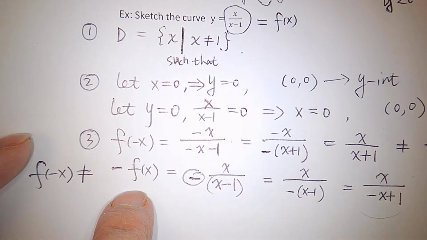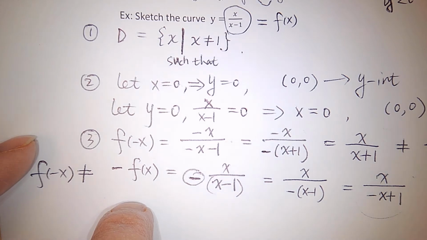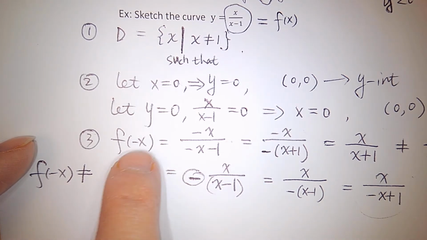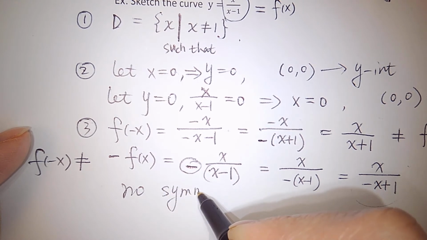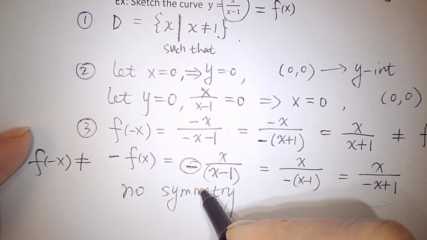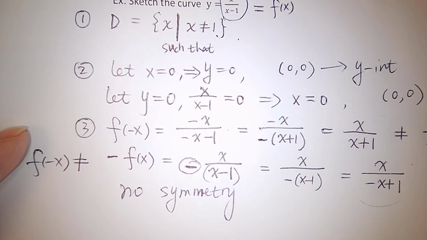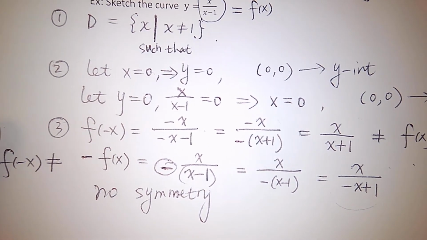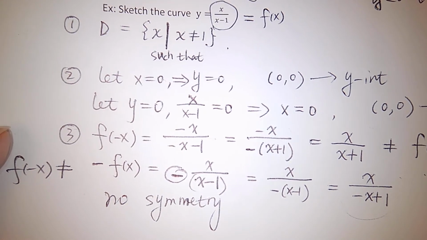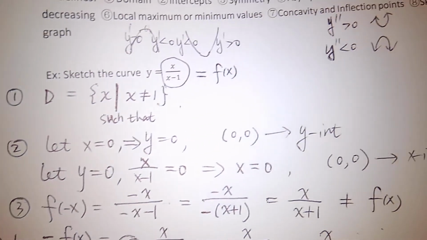No symmetry. Okay, no symmetry means the graph is not symmetric with respect to the y-axis, nor symmetric with respect to the origin. So no symmetry. So that's good for this step. All right, now let's look at step 4.